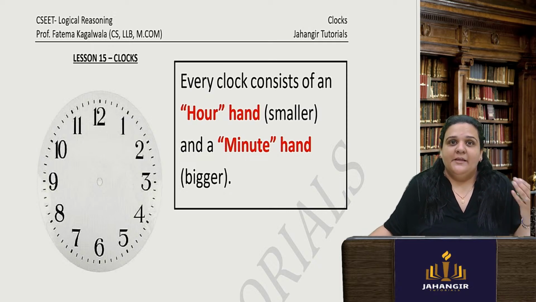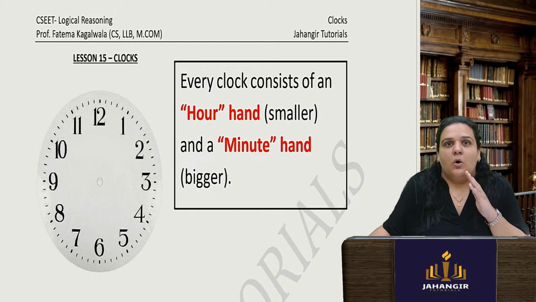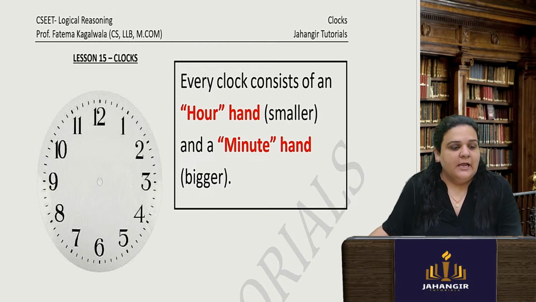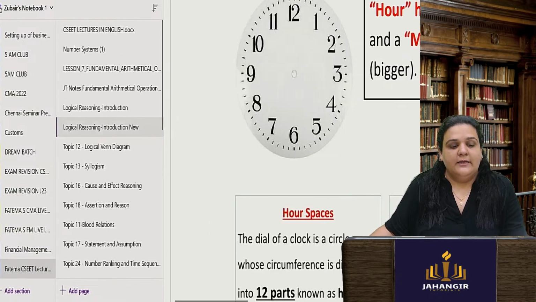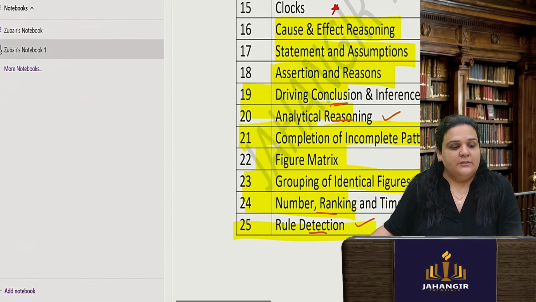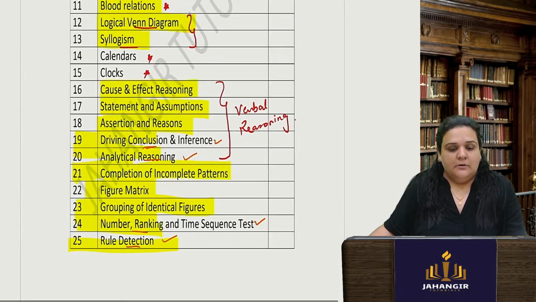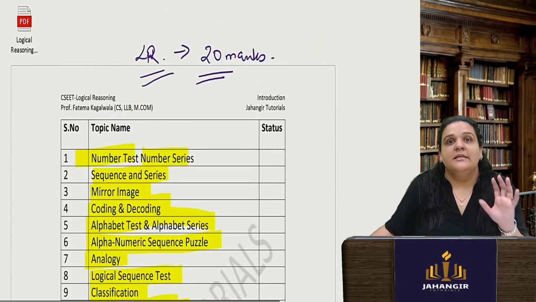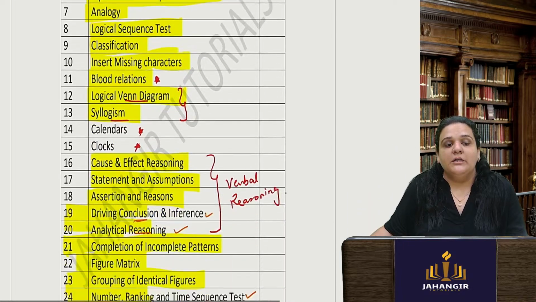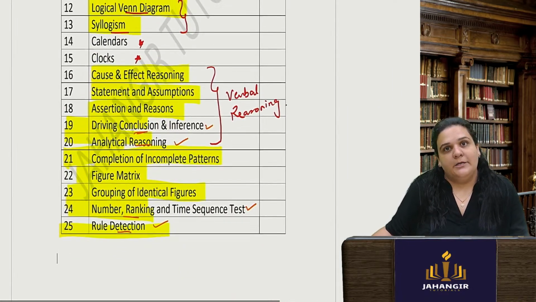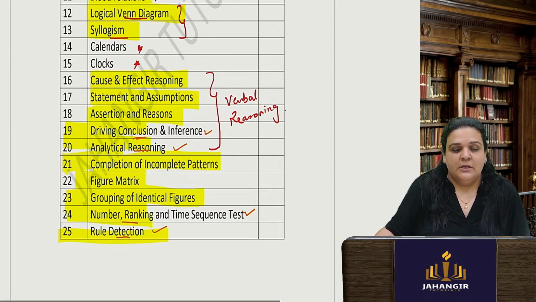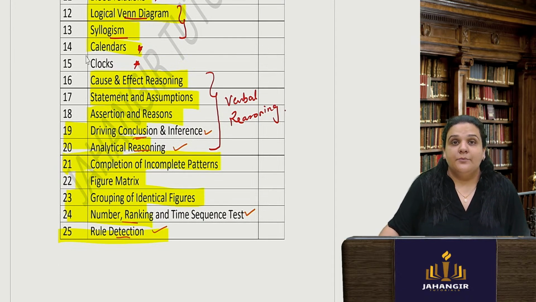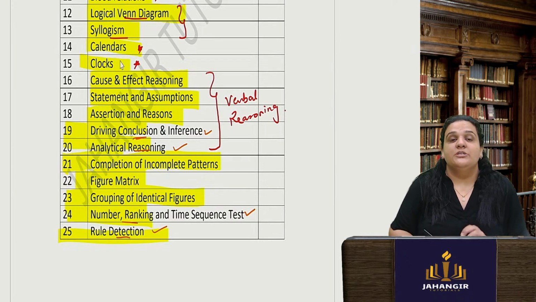Previously we have already finished all our topics of logical reasoning. I am just taking you all through that once to have a look at what our index for this particular subject was. Logical reasoning is 20 marks. There were a total of 25 topics which we had to do. I have also completed the topic which is 14, calendars, and now today we are going to begin with a topic which is clocks.